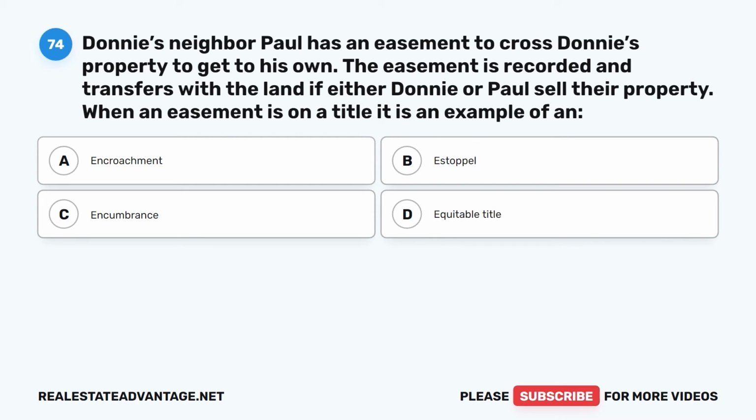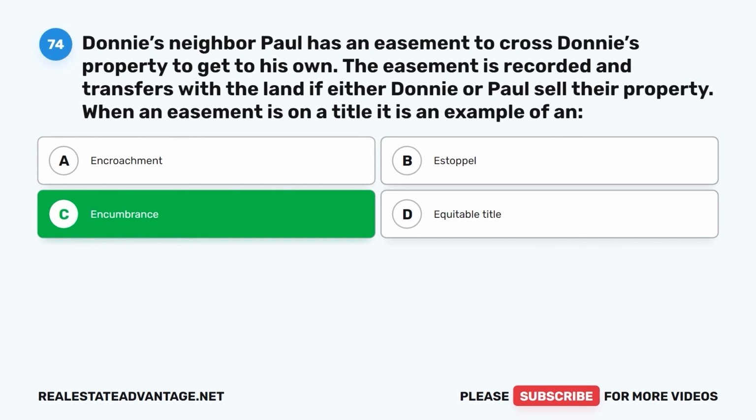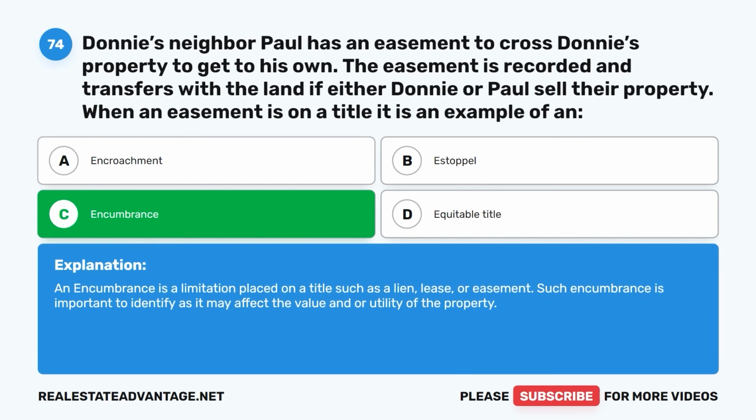Question 74. Donnie's neighbor Paul has an easement to cross Donnie's property to get to his own. The easement is recorded and transfers with the land if either Donnie or Paul sell their property. When an easement is on a title, it is an example of an A. Encroachment, B. Estoppel, C. Encumbrance, D. Equitable title. The correct answer is C. Encumbrance. An encumbrance is a limitation placed on a title such as a lien, lease, or easement. Such encumbrance is important to identify as it may affect the value and/or utility of the property.